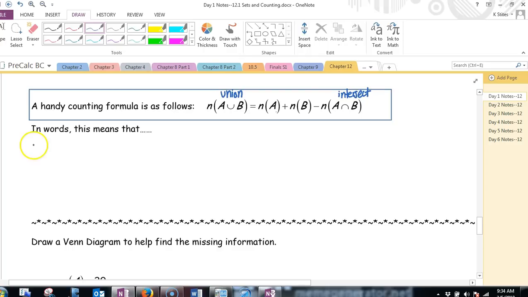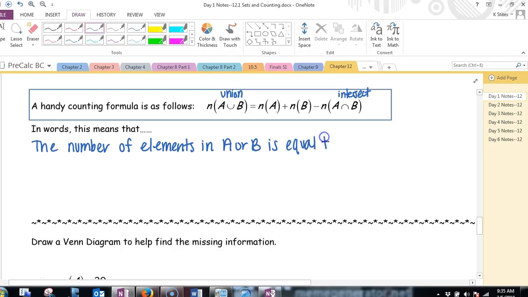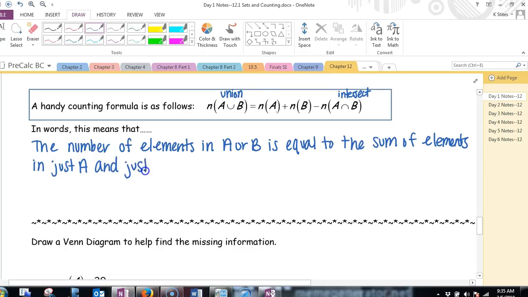All right, so in words, this is saying the number of elements in A or B is equal to the sum of elements in just A and just B. So that's this and this, the sum, minus the elements in both, meaning what they have in common.